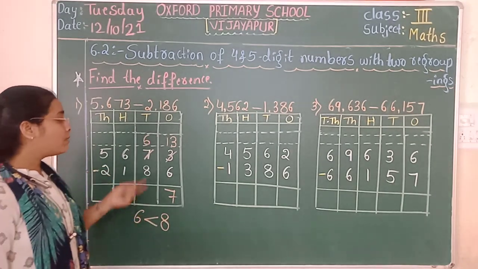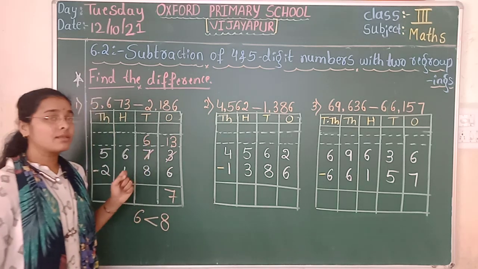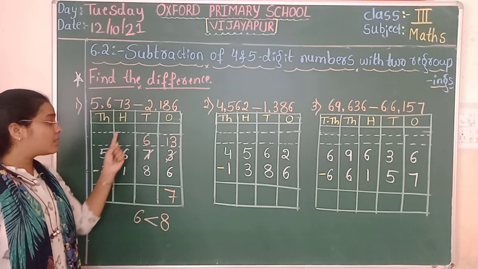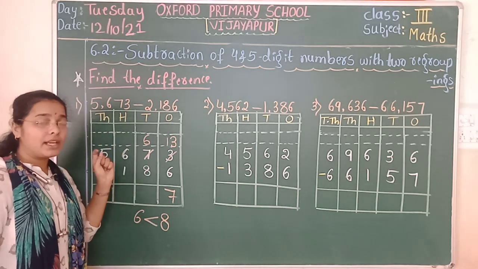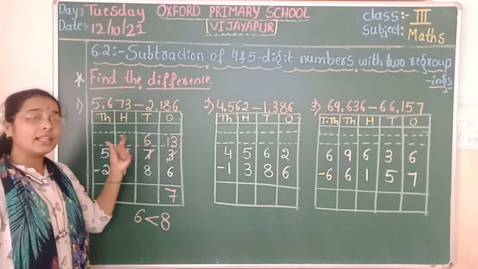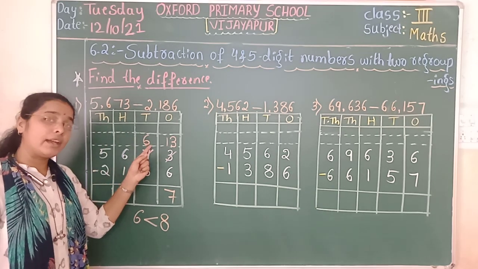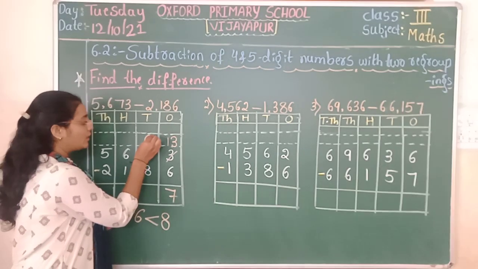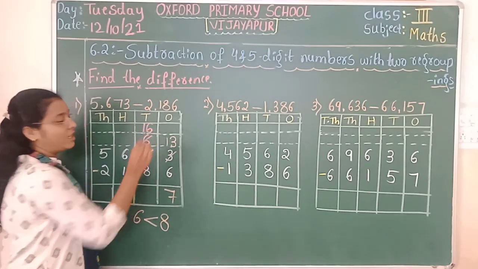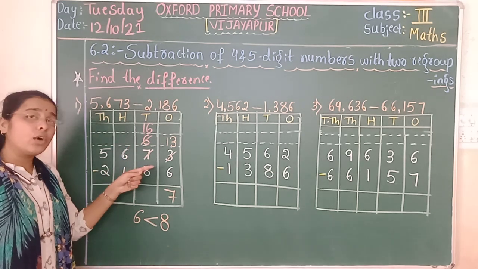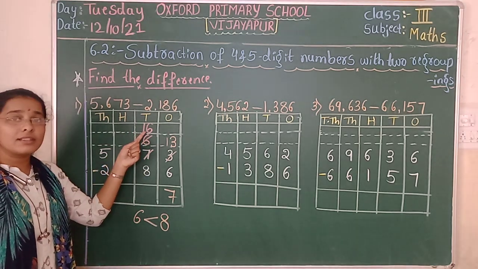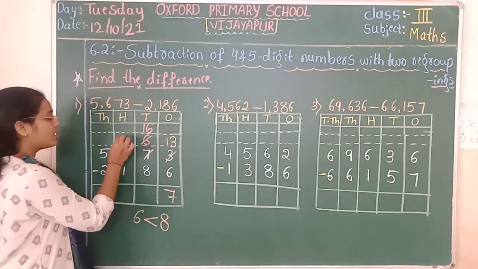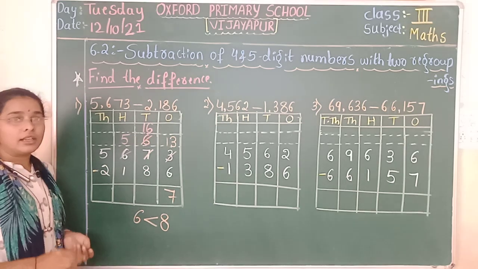So what do we have to do? We have to regroup this 6. How to regroup? By taking a carry from the next place. Which is the next place? Hundreds place. We will take one carry, otherwise one borrow, from the hundreds place, and we will regroup this 6 as 16. By taking the carry, this 6 becomes 16. By giving the carry, the hundreds digit lost one place, and 6 becomes 5 here.